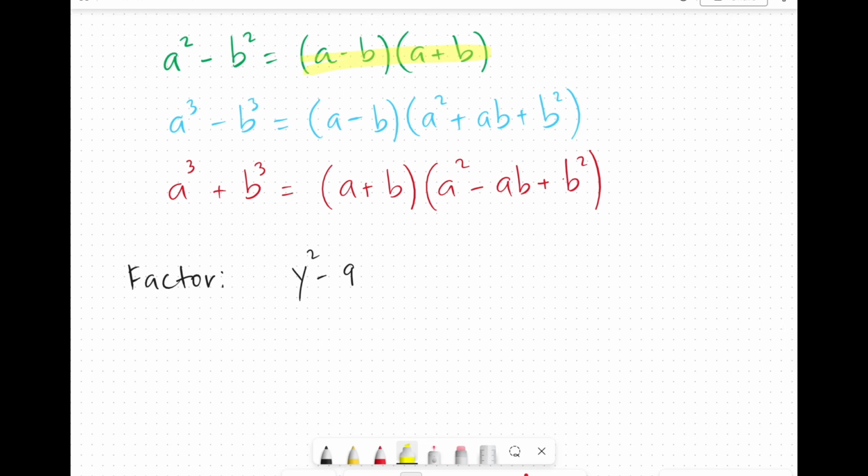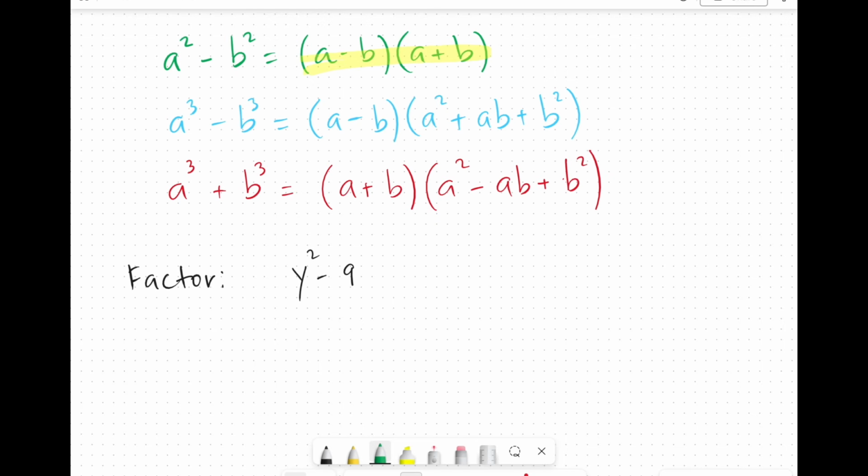To write the right side of either of the formulas, we have to know A and we have to know B. Once you know A, you will replace this A and this A with your specific A, and when you know B, you replace the B's with your specific B. In this question, your A will come from y squared and your B will come from negative 9.